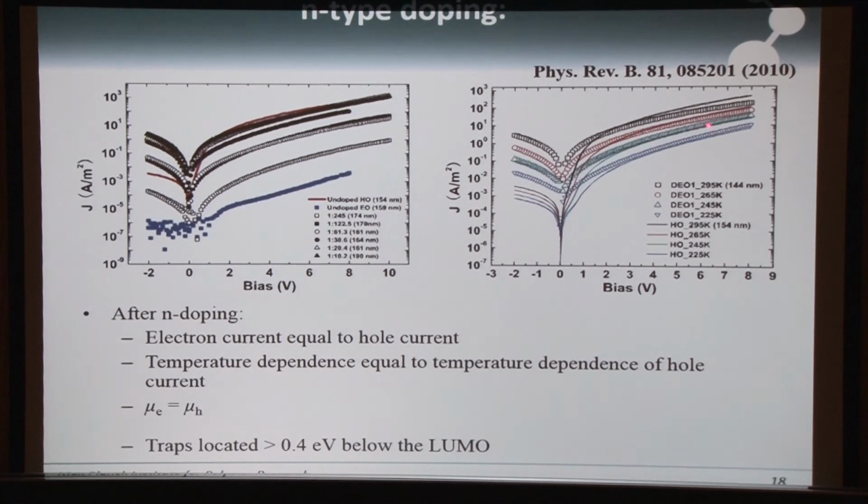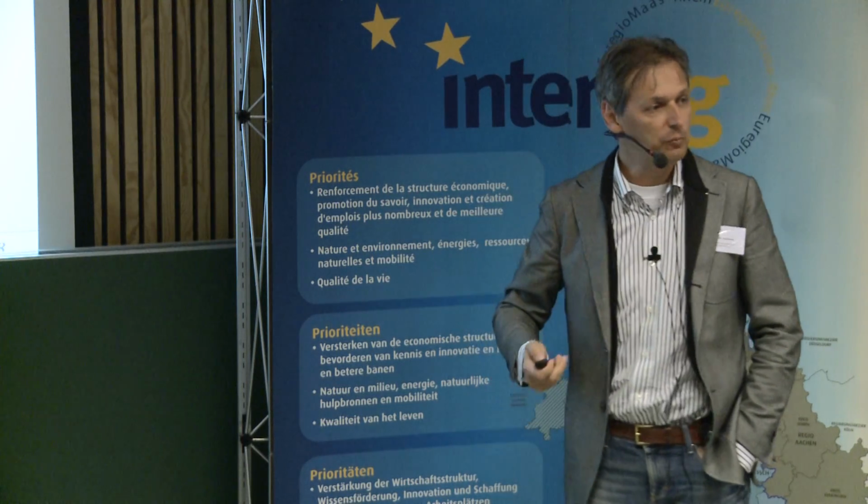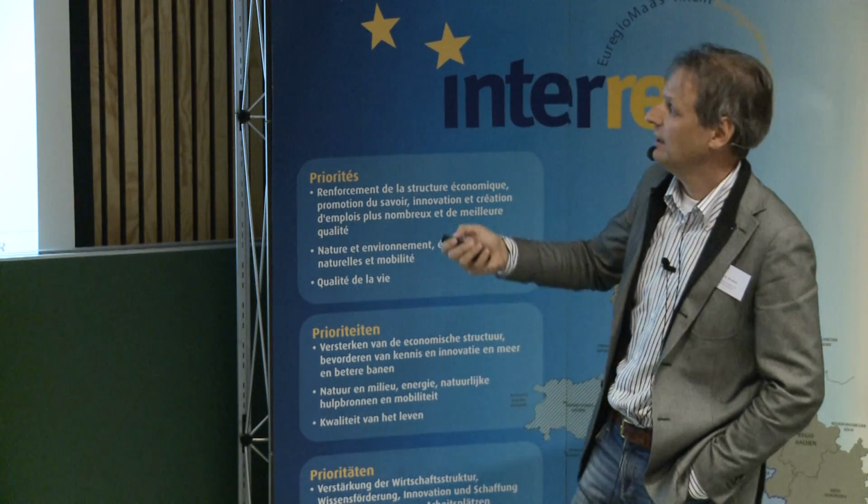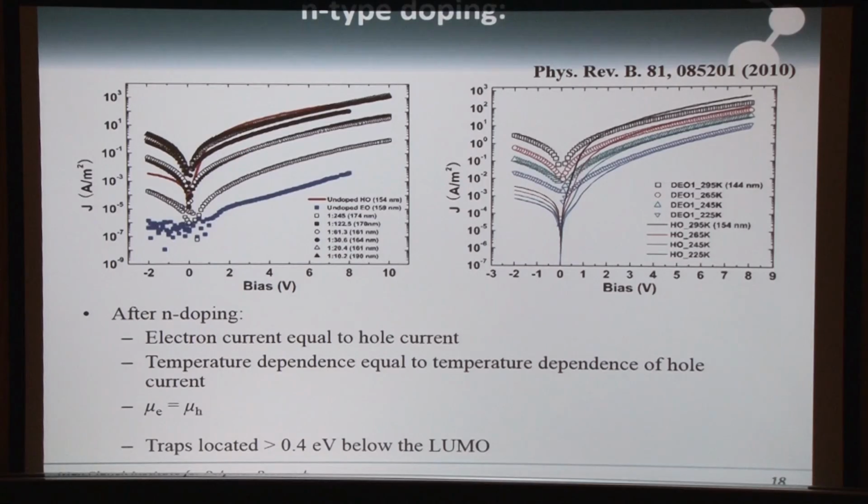And here in the picture on the right, you see, for example, the temperature scan of such a device with all the traps filled, compared with the temperature scan of a hole-only device of the same thickness. And you see that they're almost completely the same. So what we can experimentally prove here is that once the traps are out of the game, electrons and holes in this PPV are transported in exactly the same way.